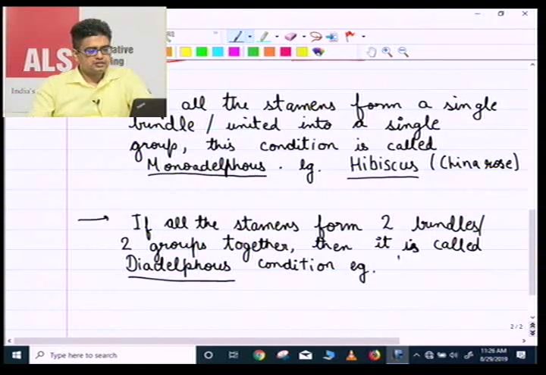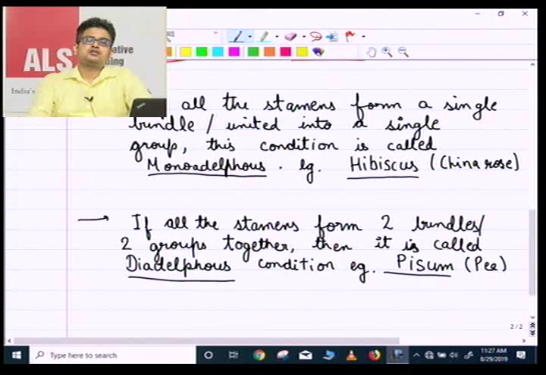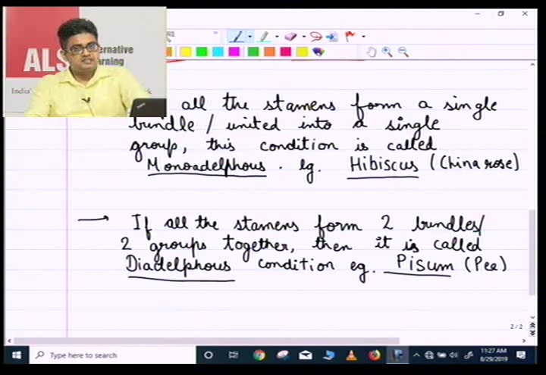Example is Pisum sativum, or pea flower. In pea plant, there are two bundles. One bundle has only one stamen, the other bundle has 9 stamens. So this is called diadelphous condition. Okay? All right.